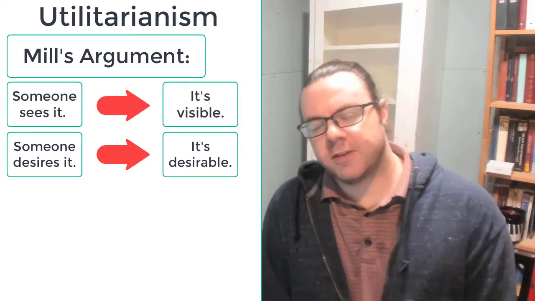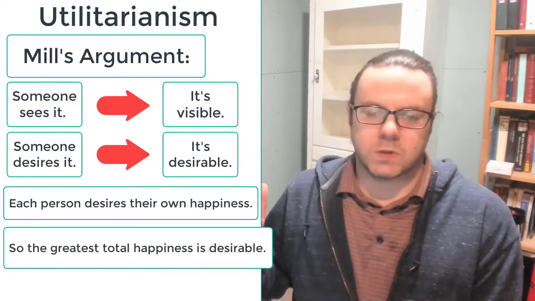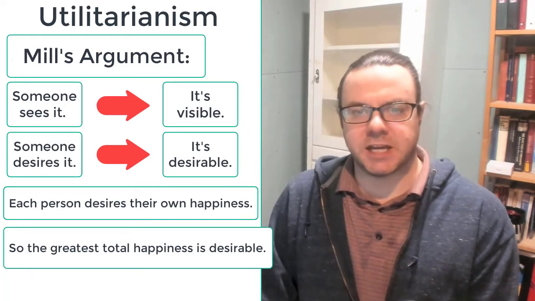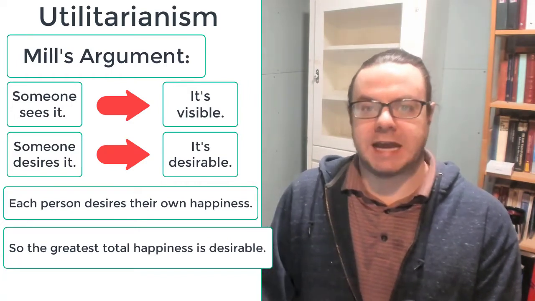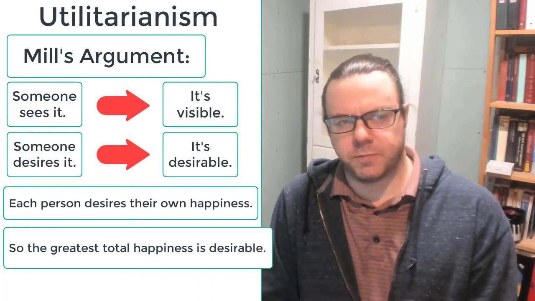And then he adds to this the premise that each person desires their own happiness. So the happiness of each person is something that's desired, and so it's desirable, and so that would mean that the overall happiness is something that's desirable. Now, many philosophers have found this argument to be flawed.